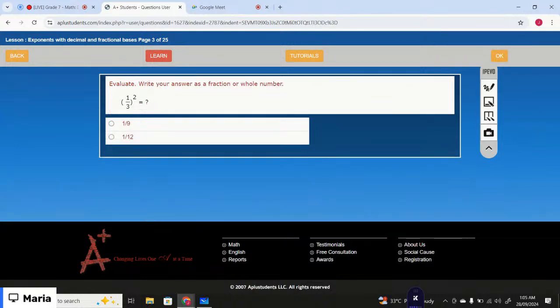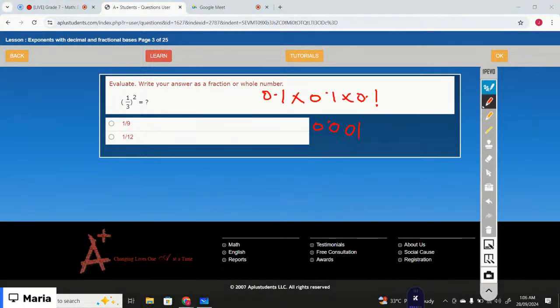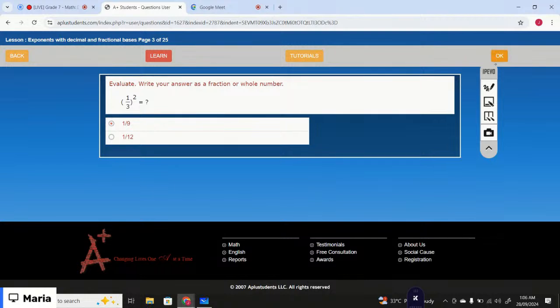Okay, the next one is evaluate 1 over 3 square. Which is the correct option? 1 over 3 square means you have to do 1 by 3 times 1 by 3. So that is 1 divided by 9. 1 times 1 is 1 and 3 times 3 is 9. So the correct option is 1 over 9. Option number 1 is the correct option. Got it?